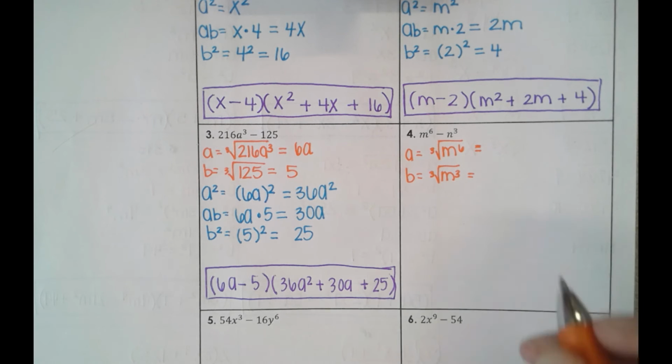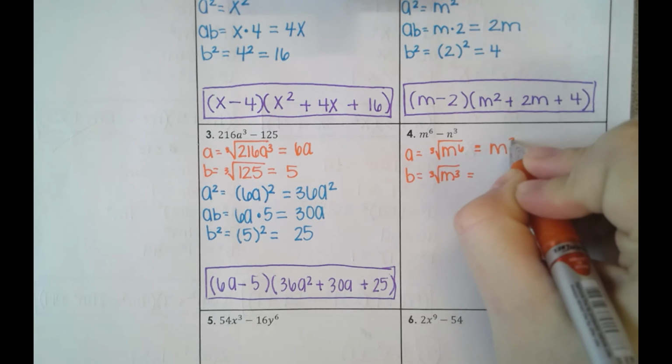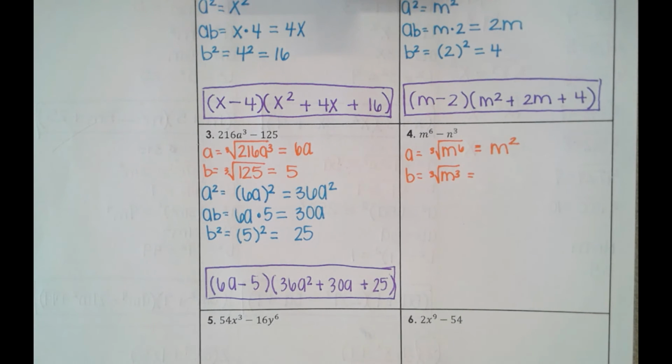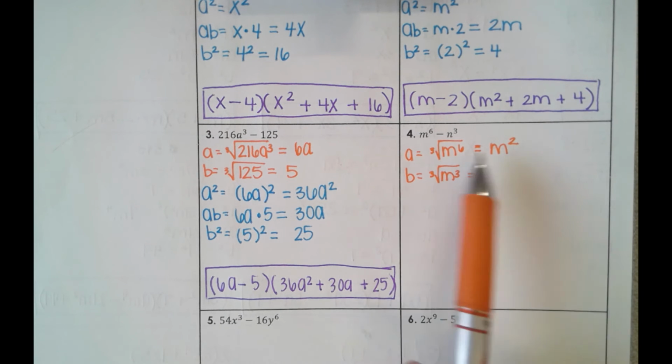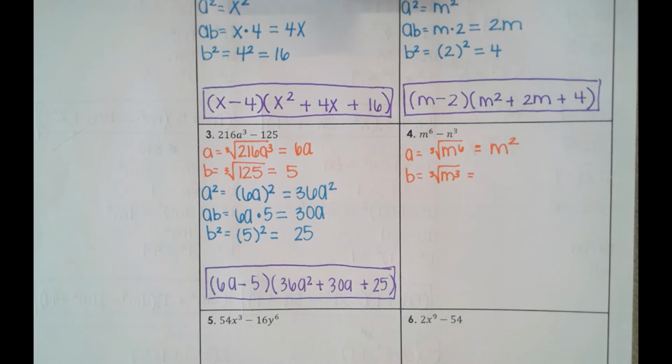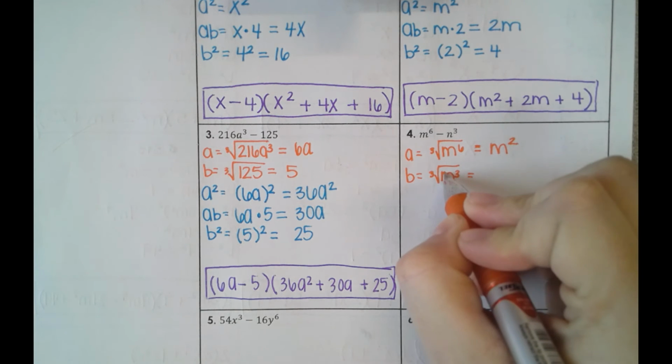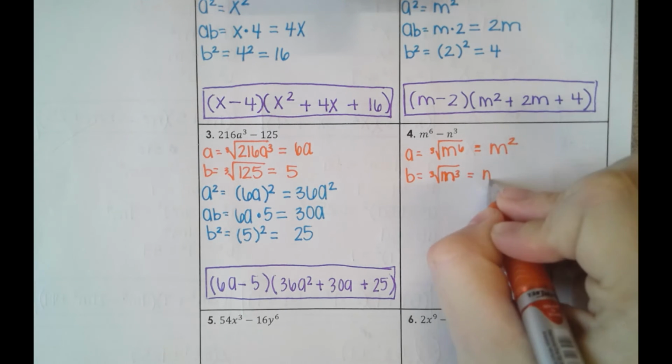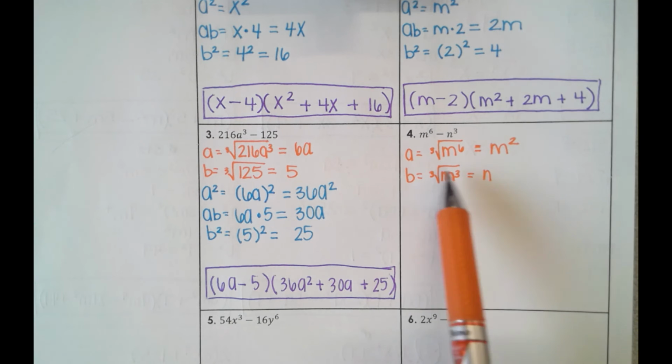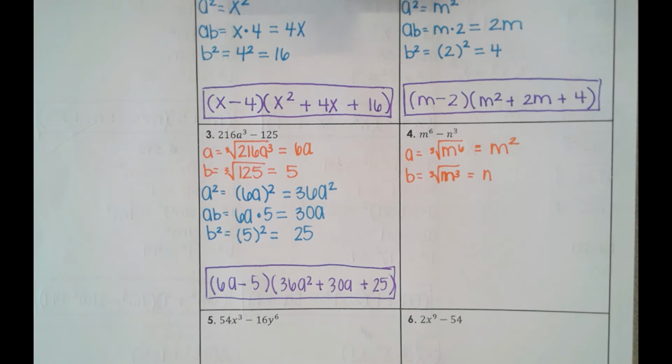For your A, you should have wrote m squared, because remember, you take your exponent and divide it by 3. 6 divided by 3 is 2. So that's where I got the 2. And then the next one, oh, I put m there, but that should just be n, just plain n, because 3 divided by 3 is 1. That would have an exponent of 1, but we don't really write that. Just leave it out.